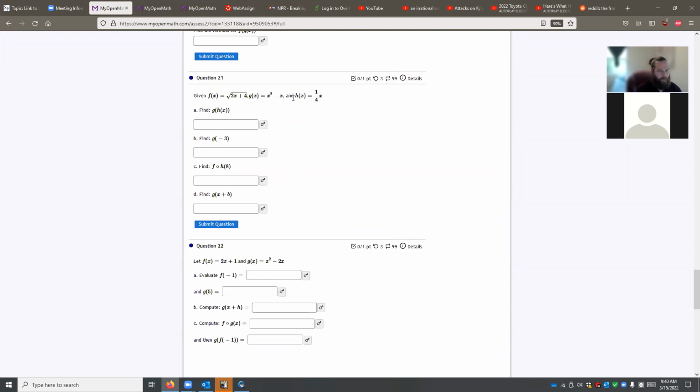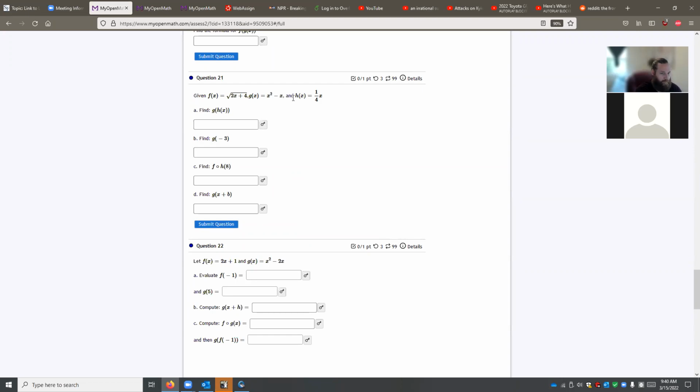So this is our little review on operations of functions. f of x is the square root of 2x plus 4, and g of x is x squared minus x, h of x is 1/4 x. And I'll just go ahead and do parts C and D here. So to find f circ h of 8.